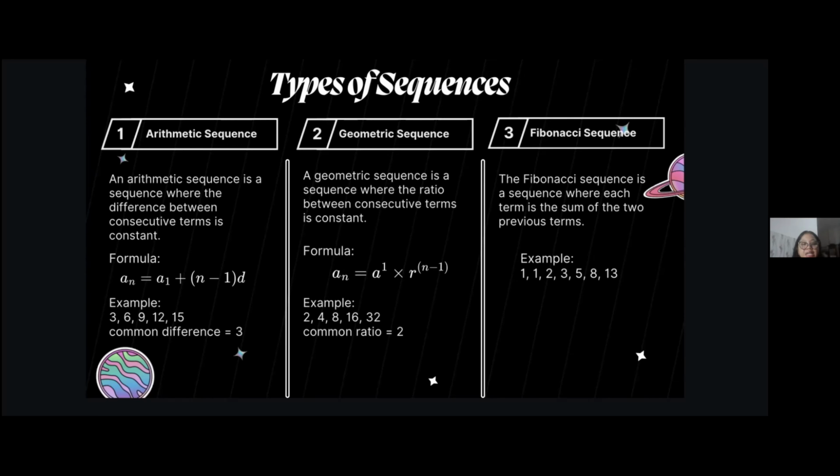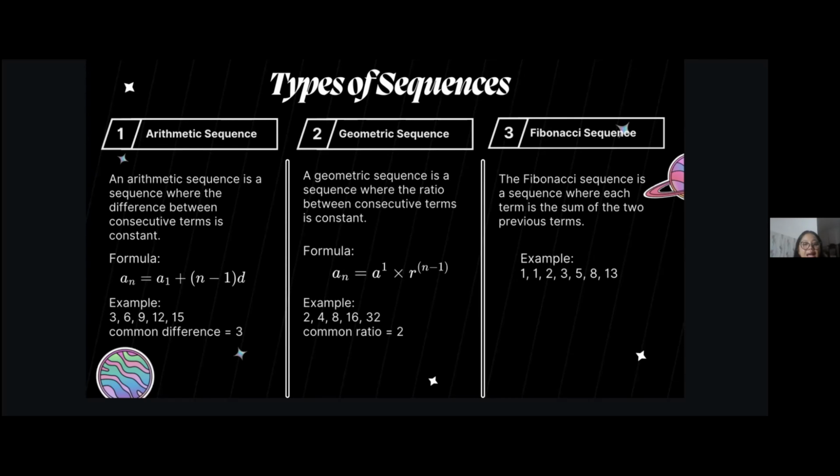Let's start with the first type, the arithmetic sequence. An arithmetic sequence is a sequence where the difference between consecutive terms is constant. This constant difference is called the common difference. And the formula is a sub n equals a 1 plus n minus 1 times d. For example, 3, 6, 9, 12, 15. We can see that each number increased by 3. So the common difference is 3. Now, can you tell me what comes after 15? Yes, it's 18 because we add 3 again.